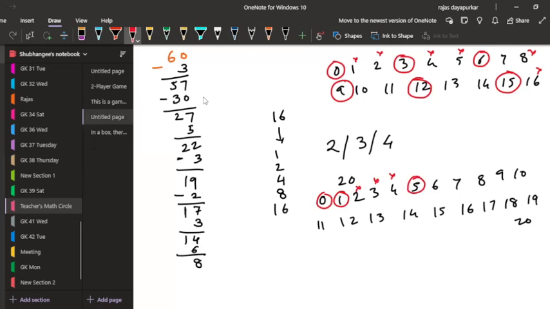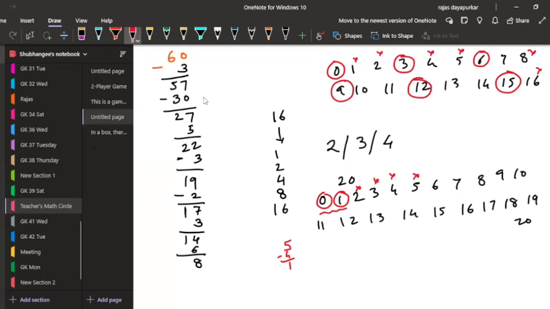No, 5 would be a losing position. Because if you give your opponent 5, then I will subtract 4 and reach 1 and be done. So this is also a losing position, because there are 2 winning positions, 0 and 1. Exactly.